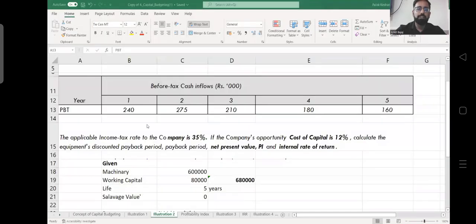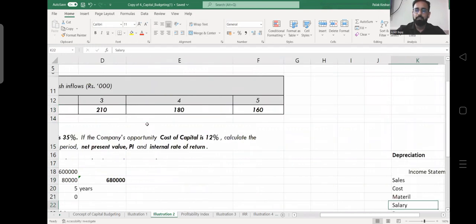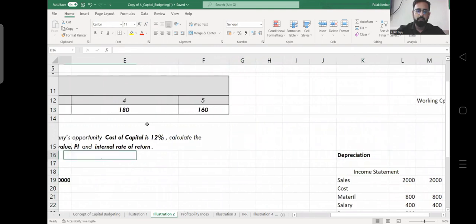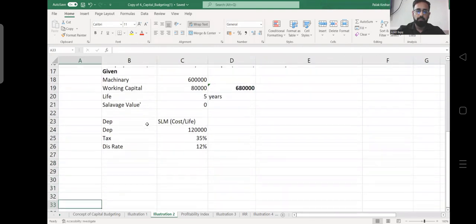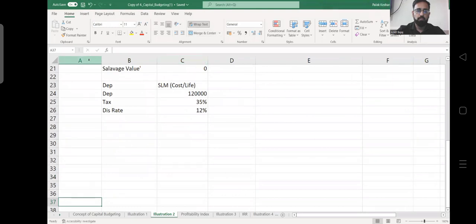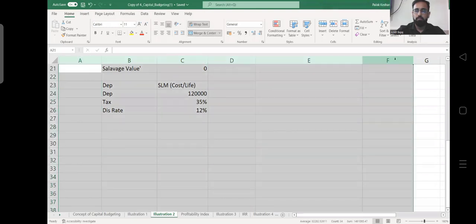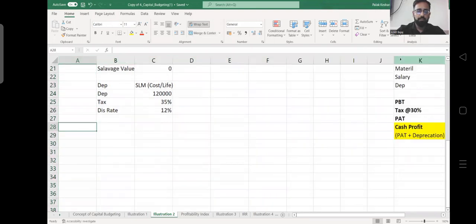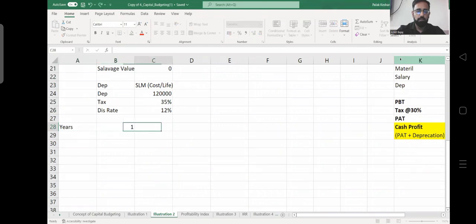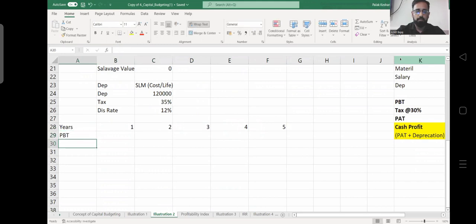Now, if you see here in the question, sorry, PBT is given, right? Now, we have to find out cash profit here, right? Here, PBT is given, right? So I will write down years, then 1, 2, 3, 4, 5, right? And here I will write down PBT. So I will take PBT from the question, right?